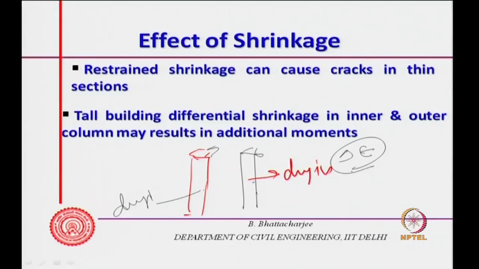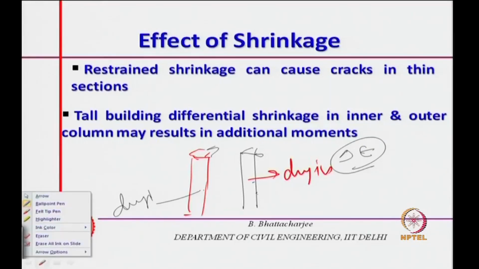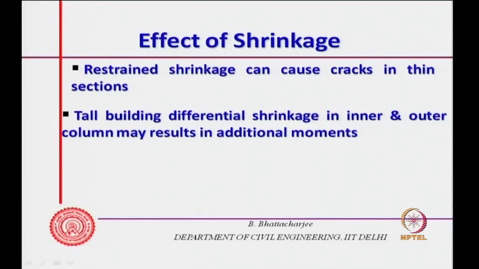And if there is a differential strain coming in a very tall building, a 30 to 40 story building, then you might find there are secondary moments coming in. Because of differential shrinkage, this may result in additional moment, like we discussed related to creep.